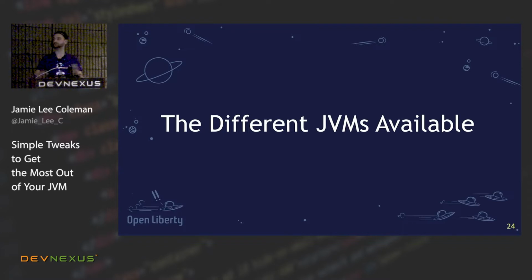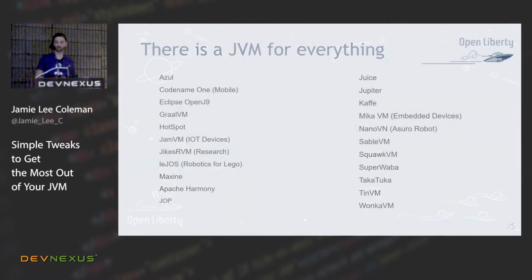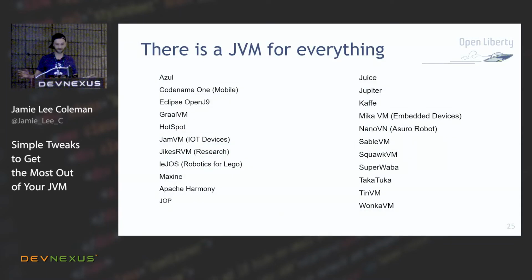But there are lots of different JVMs available. So it's all well and good saying this, but if you pick the wrong stack to use for what you're trying to use it for, then it's going to be inefficient. So there are JVMs for absolutely everything, IoT, all kinds of different things. I love things like the Wonka JVM. I think that's an awesome name for a JVM, and Squawk VM and things like that. But yeah, there's loads of different JVMs.